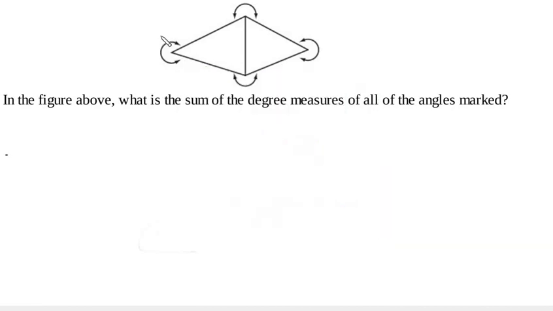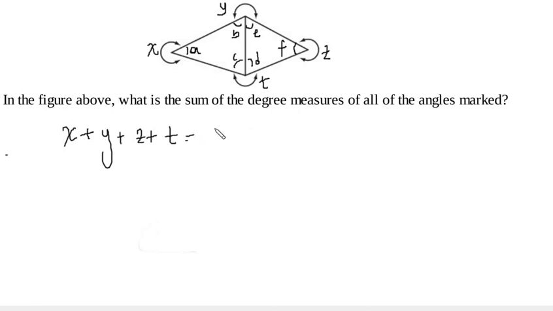Alright, so let's start solving the question. Let's say that the measure of this angle is x, the measure of this angle is y, this is z, and this is t. For the measures of the interior angles of these triangles, let's say this is A, this is B, and C. This is D and E, and the measure of this angle is F. So the question here is x plus y plus z plus t is equal to what?